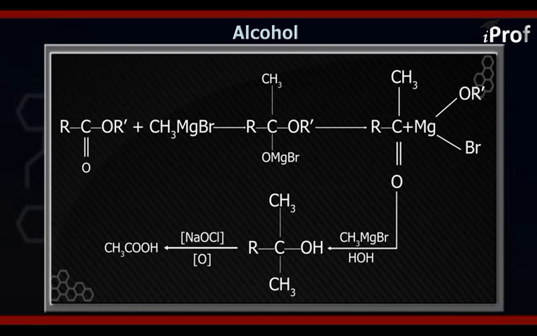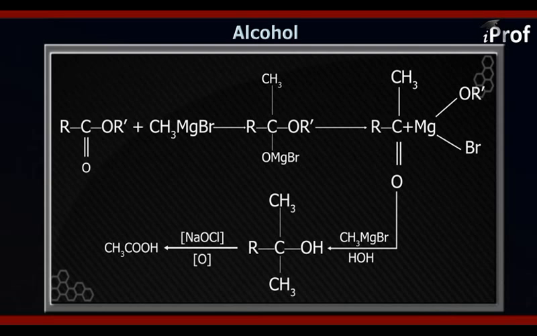So two points you can make out over here: first of all, the basic structure of an ester, and the second point, the reaction of the ester with the methyl magnesium bromide, which is basically a Grignard reagent. So let us see the reaction of an ester, first of all, with the methyl magnesium bromide.